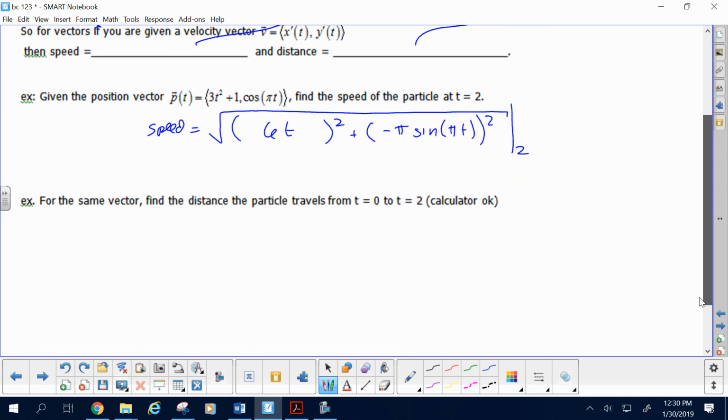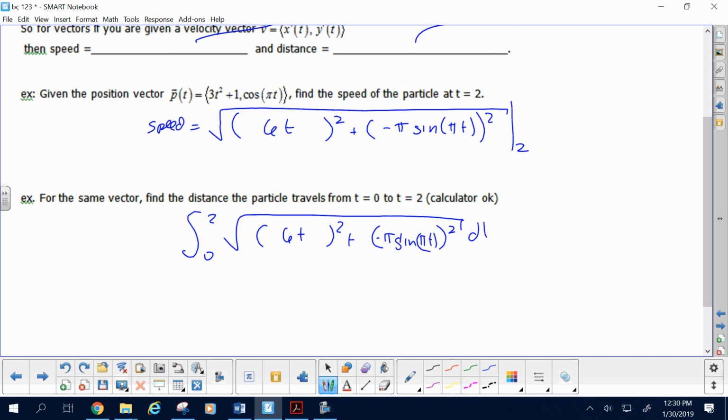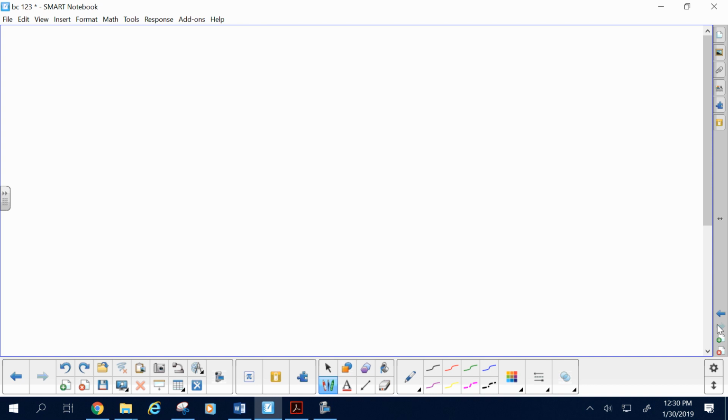Okay. If I asked you for that same vector, find the distance the particle travels from time 0 to time 2, then what do I do? Integrate from 0 to 2 the horizontal rate of change or vector derivative and the vertical. Integrate speed, in essence, with respect to time. And boom, you're rolling. Easy enough? Okay, that is it.